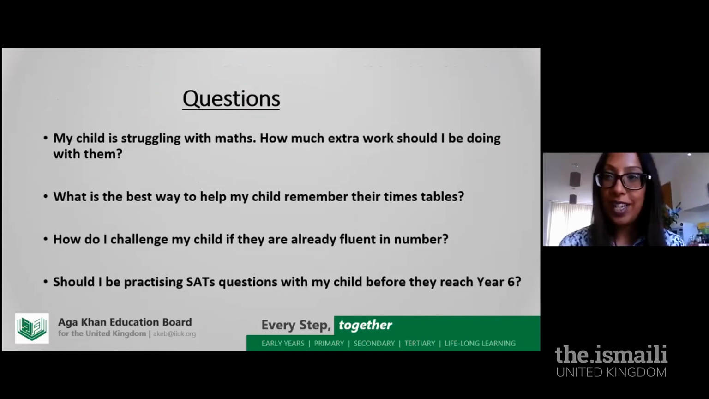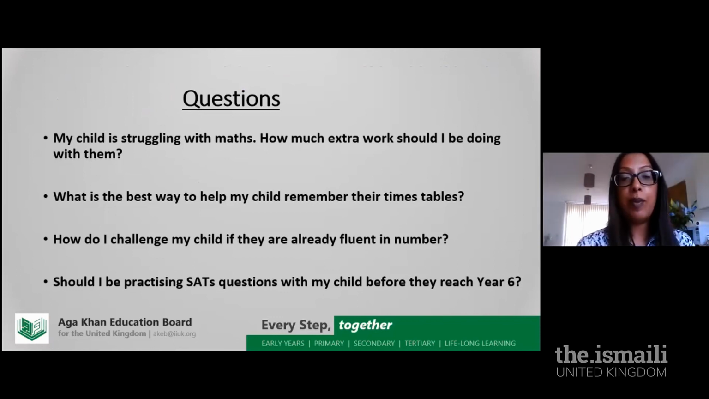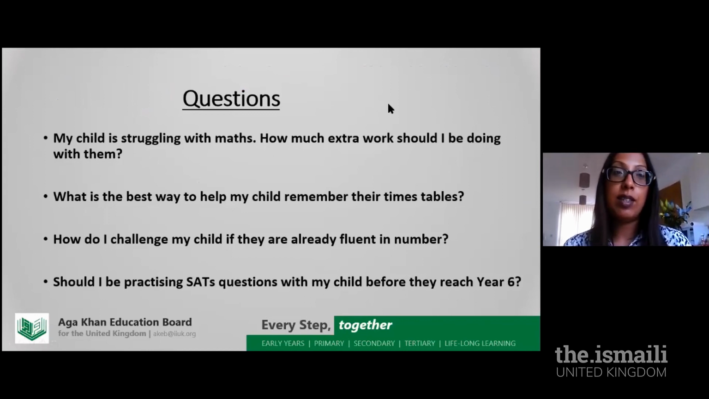Thank you, Seema and Shalina. So much information there and lots of things for parents to take home. We have a few questions that have been put forward by the team. The first question is, my child is struggling with maths. How much extra work should I be doing with them?